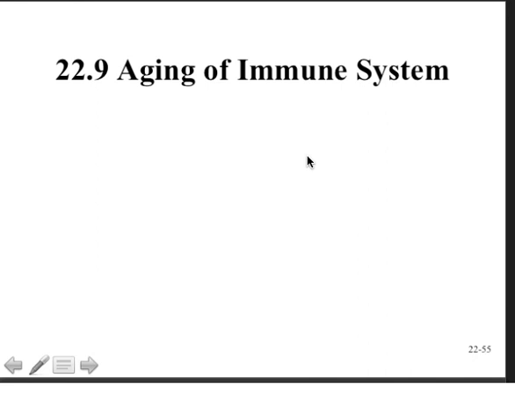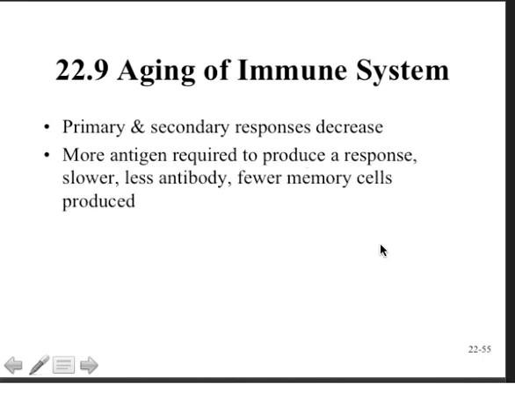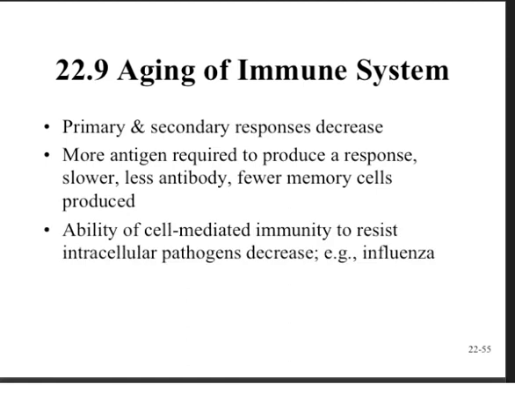Okay, now as we age, of course, the immune system does not improve, right? Primary and secondary responses decrease. More antigen is required to produce a response, so we have a slower response to pathogens. We produce less antibody. We generate fewer memory cells. The ability of cell-mediated immunity to resist intracellular pathogens decreases.